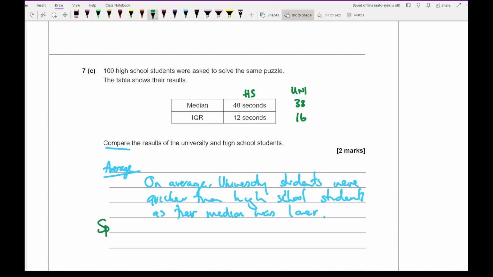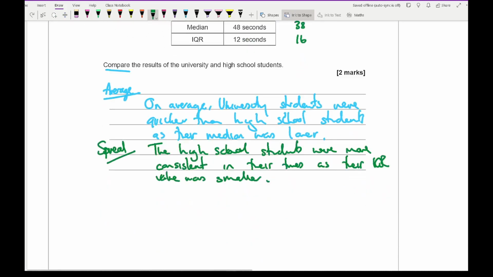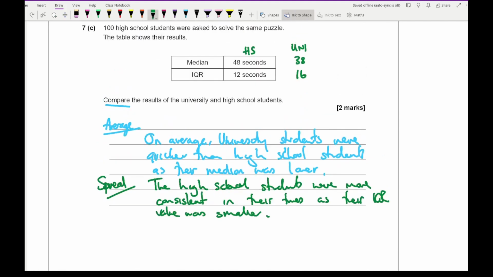And then for the second mark, you would then want to talk about the spread. So here you're comparing the interquartile range. So here you could say something along the lines of that the high school students were more consistent in their times as their interquartile range value was smaller. Obviously your wording could be slightly different, but as long as one statement compares the average and one statement compares the spread or the interquartile range, that is absolutely fine to get your marks for that. And that concludes the end of this test on statistical measures.